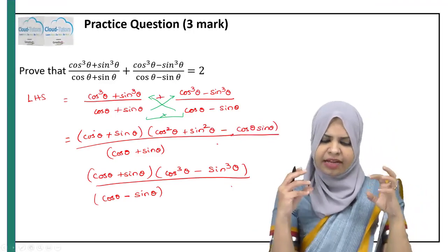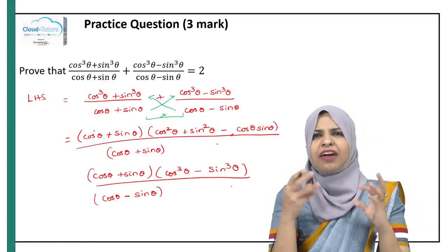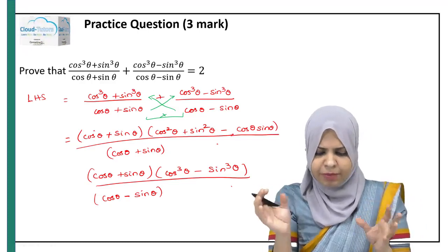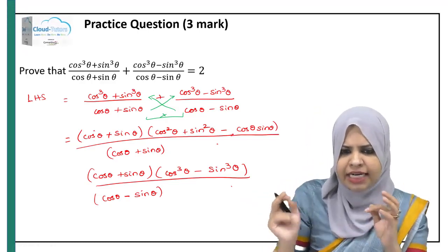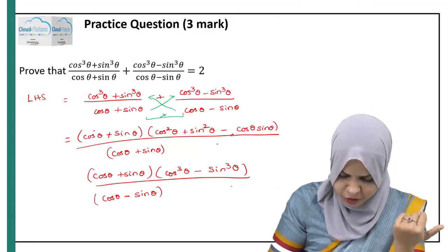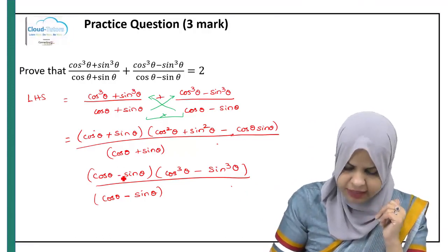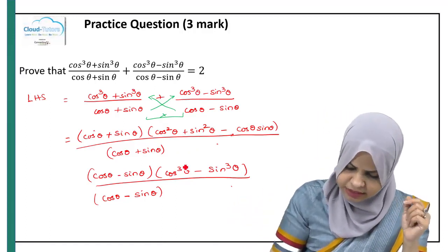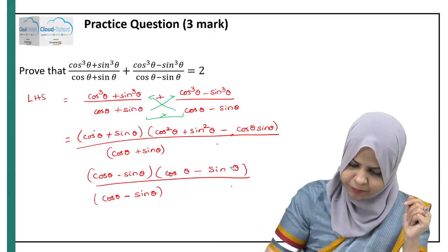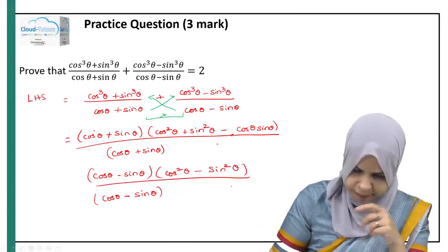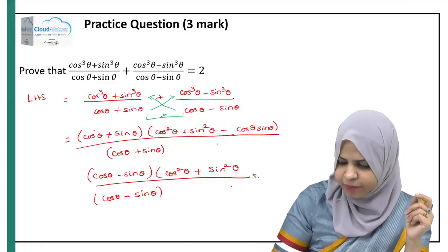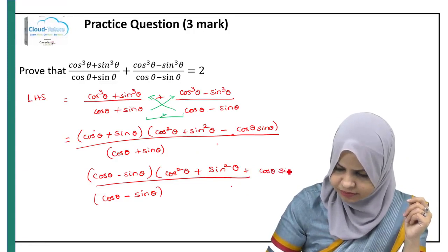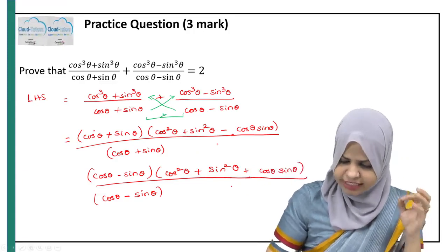Okay, what have I done? I have just removed the common thing. I have used the a cube plus b cube identity, right? A cube plus b cube is a plus b into a square plus b square minus ab. The same way I can write cos cube theta minus sin cube theta as cos theta minus sin theta into cos square theta plus sin square theta plus cos theta sin theta. Why have I done this? So that I can simplify it here itself.